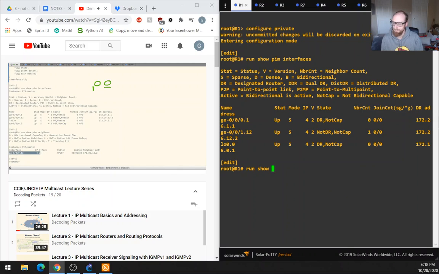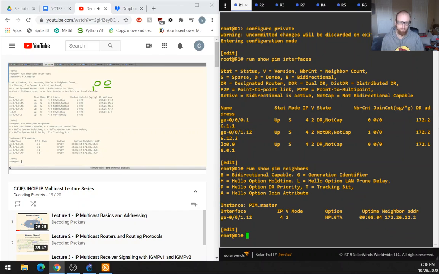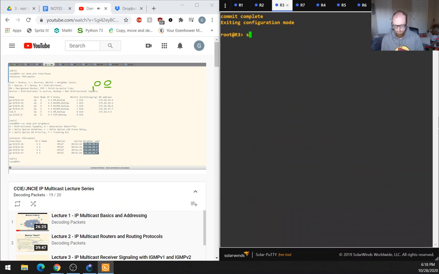Now R4 has the most neighbors. It has 4 neighbors, so we go to R4 and verify that we see 4 neighbors. We do see 4 neighbors right here. Those are the neighbor addresses and the interfaces that the neighbors were discovered on. So once again, everywhere else you do see neighbors.